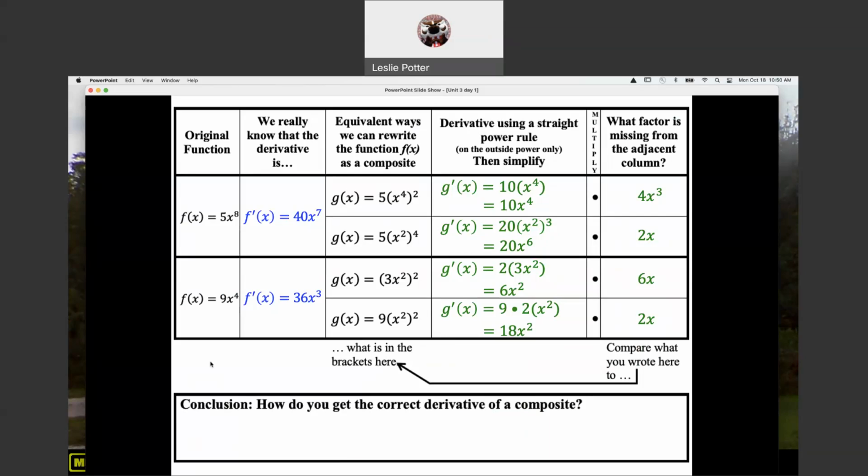Anybody see where these are coming from? Why is it doing this? Got it? Is there anybody else seeing a pattern? Who's going to give up the pattern?